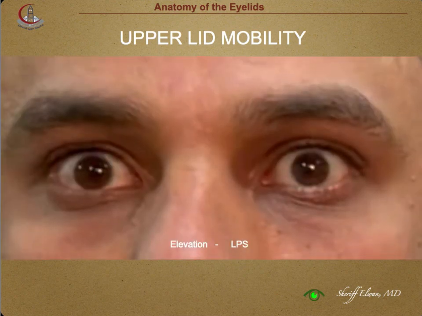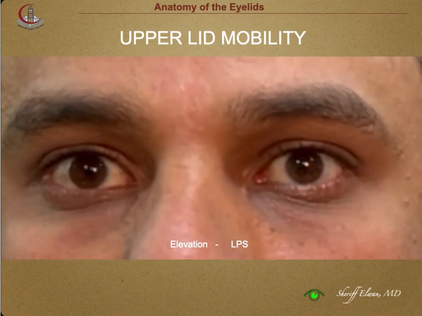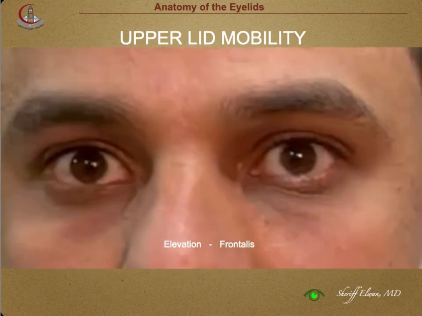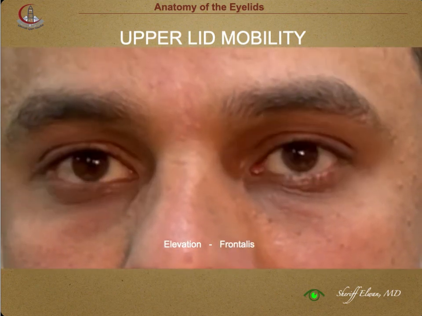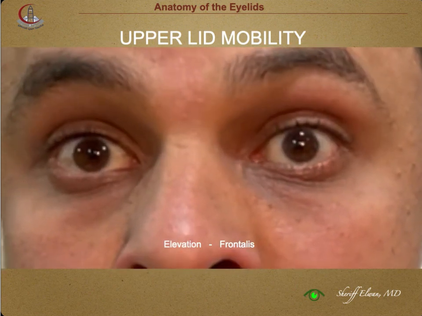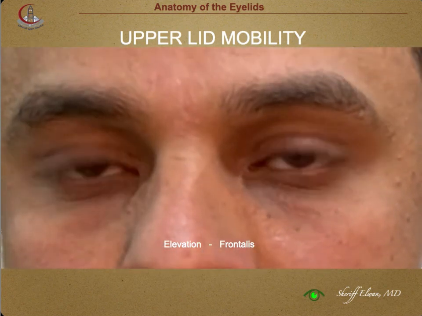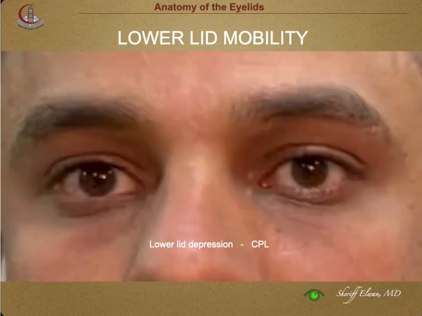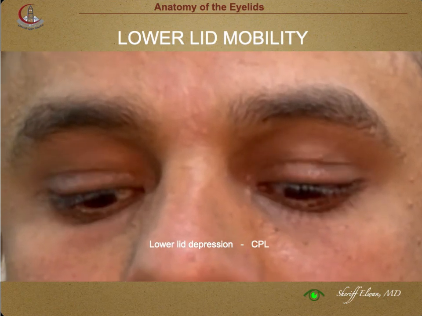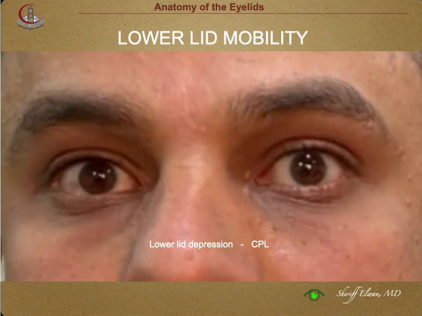And then this is the levator palpebrae superioris that elevates the lid without elevating the eyebrows. You see? While the frontalis here is the muscle that elevates the eyebrows. Now the capsulopalpebral ligament brings the lower lid down while looking down. You cannot bring your lower lid voluntarily, deliberately down.